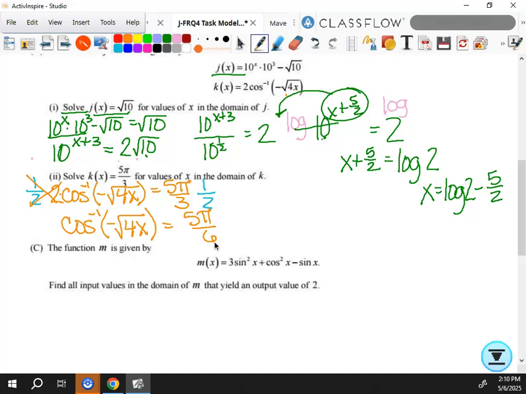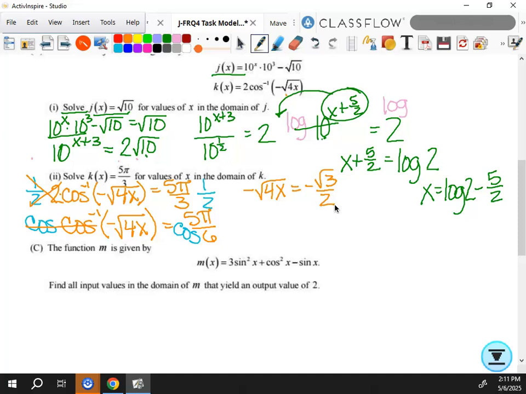So now, to undo a cosine inverse, that's cosine, right? So I'm going to take the cosine of both sides. The cosine of the cosine inverse takes care of itself. So I'm left with negative square root of 4x. And that's equal to, all right, so what's the cosine of pi over 6? Square root of 3 over 2. And 5 pi over 6 is in which quadrant? Second. So that means that's negative square root of 3 over 2, right? Everybody with me? Still got to know your values.